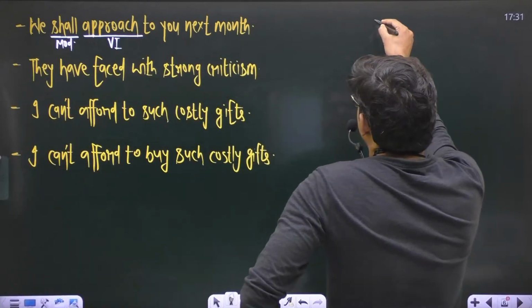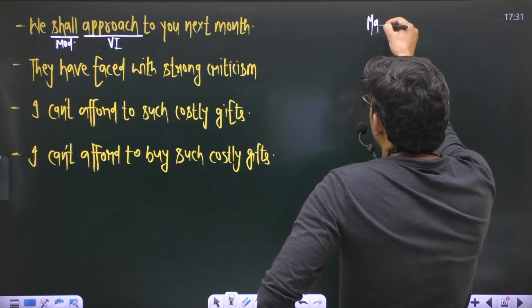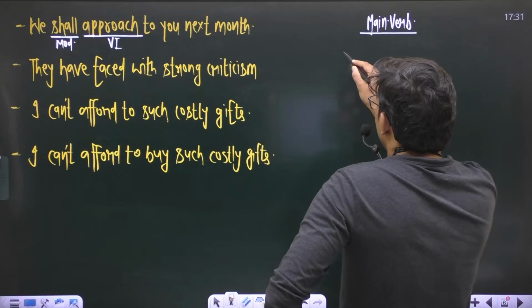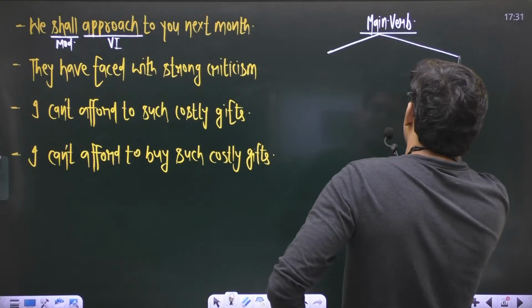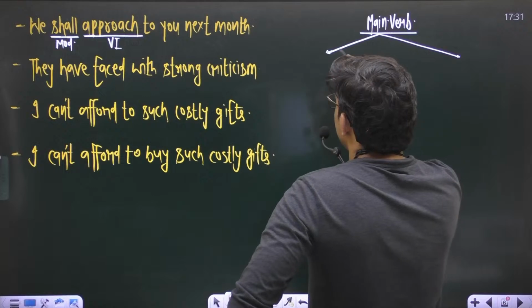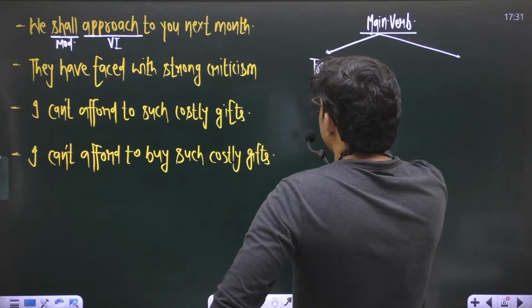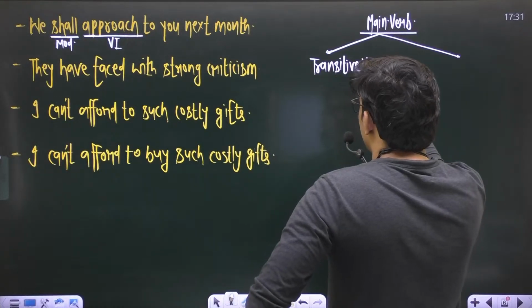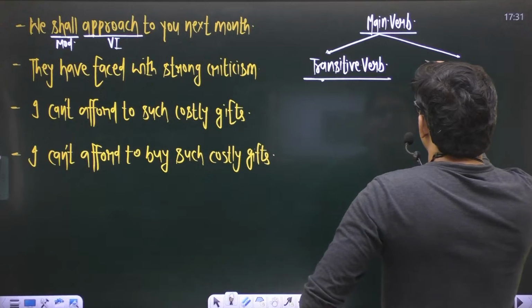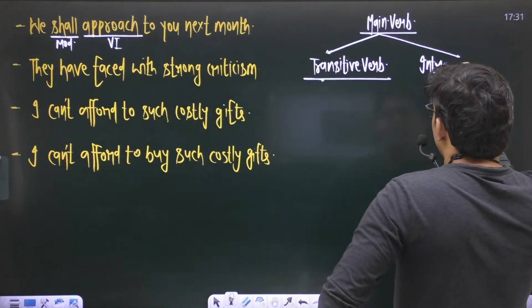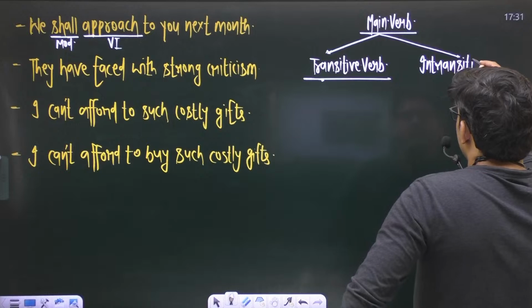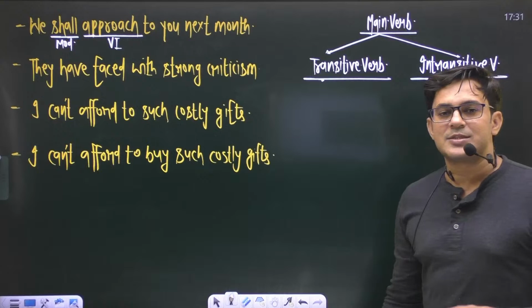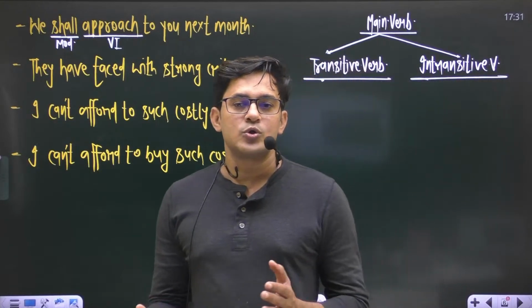And now make it clear, whenever you talk about the main verb, if you categorize this main verb, you will find there are two types of main verb. First is transitive verb, and second one is intransitive verb. So transitive verbs are those which can transfer.